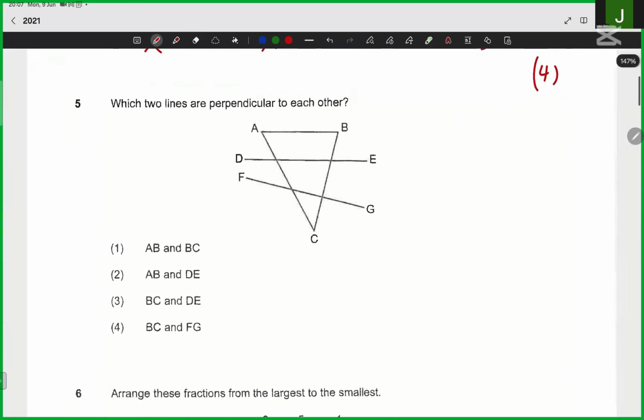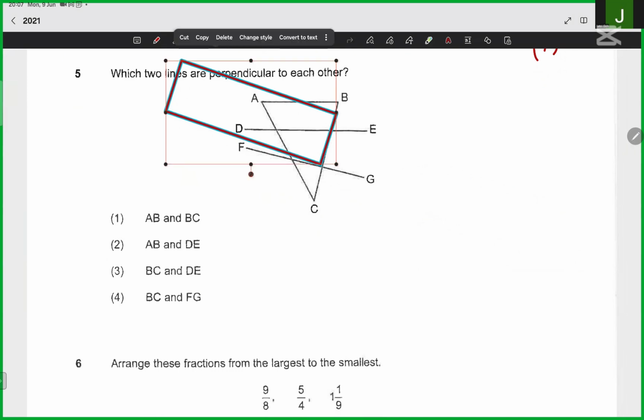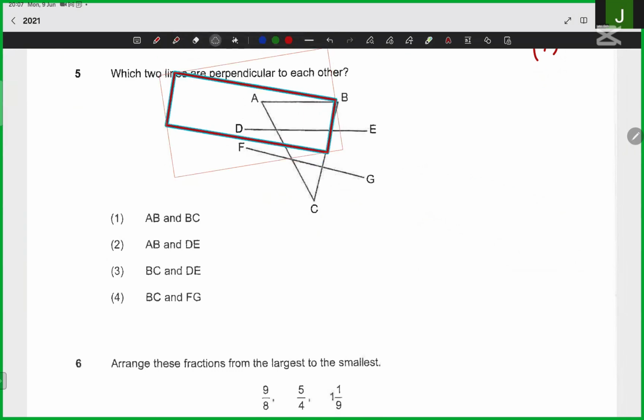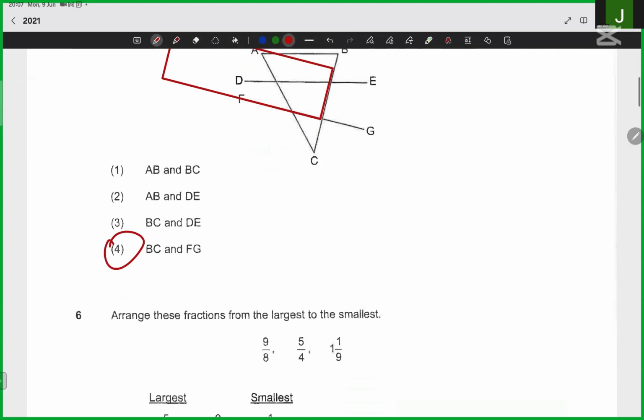Which two lines are perpendicular to each other? This one you need to take your ruler, right? Then you place your ruler at the intersection of the lines to find out which one is indeed a right angle. Because you can see if I tilt this slightly, like this, then this would be perpendicular. Sort of visualize it like that. So FG to BC, right? So option number 4, FG to BC.